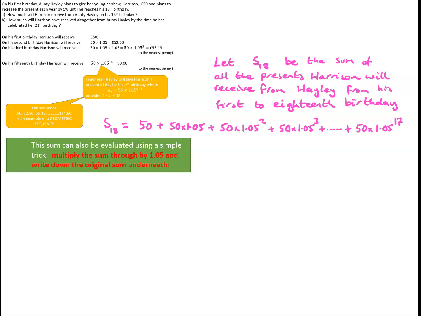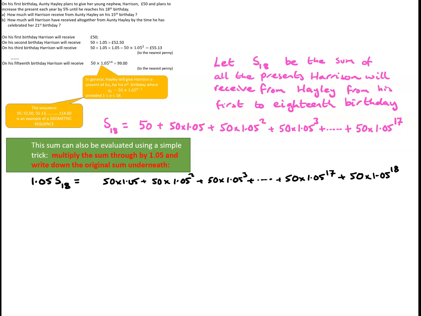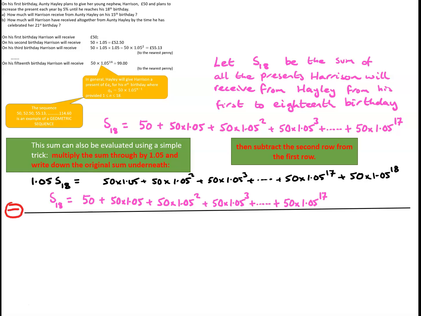We're simply going to multiply the sum through by the common ratio of the geometric progression, which is 1.05, and write down the original sum underneath. There's 1.05 times S18, which gives me 50 times 1.05 plus 50 times 1.05 squared, all the way along to 50 times 1.05 to the power 18. We write S18 underneath it, and then we do a subtraction of the second row from the first row.